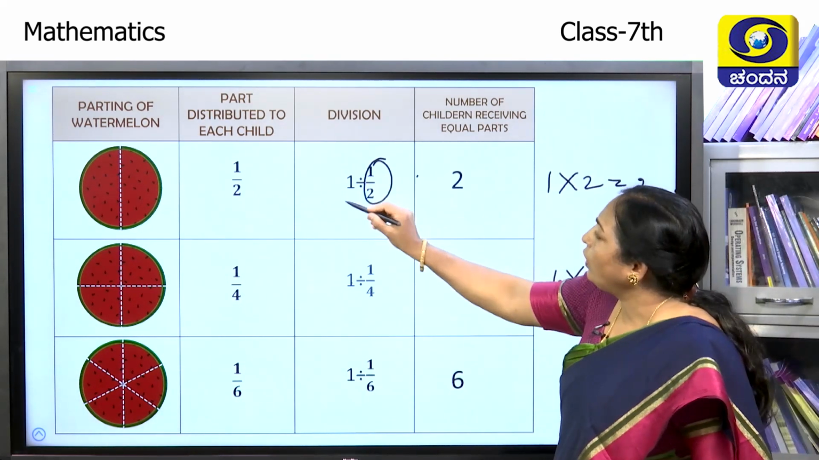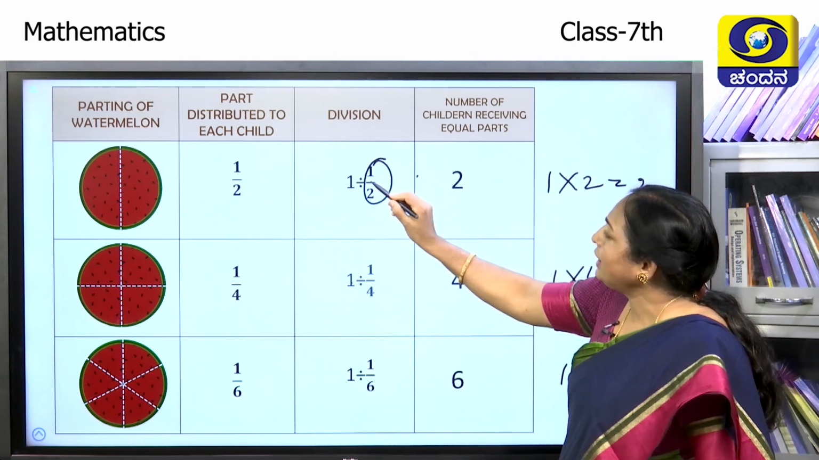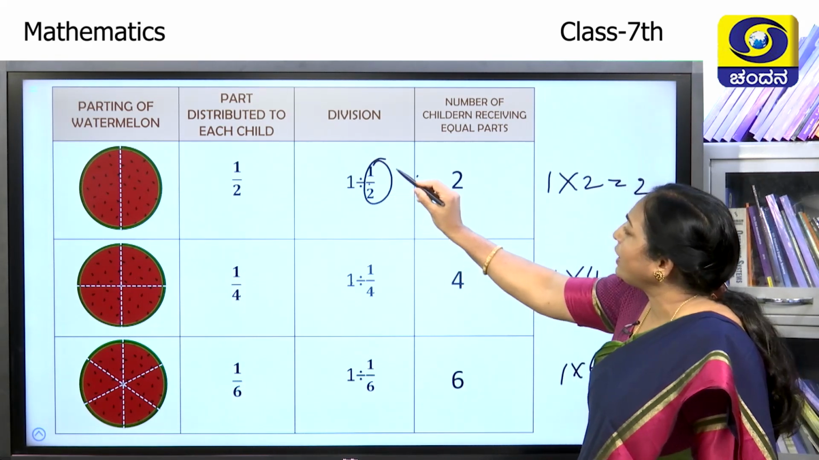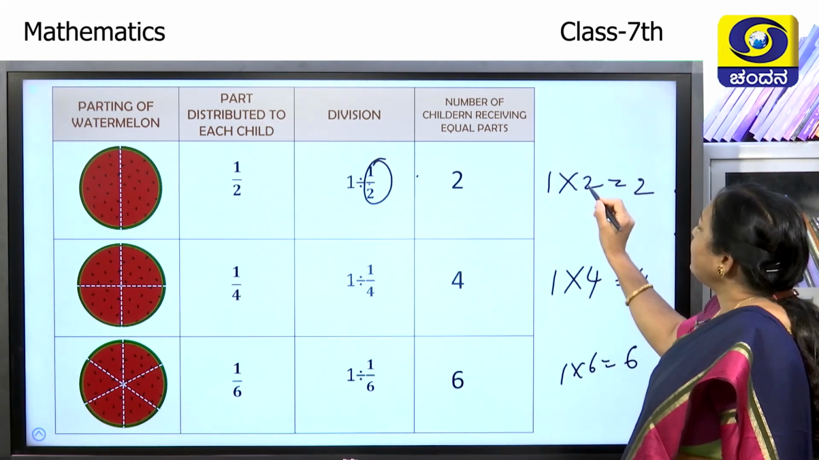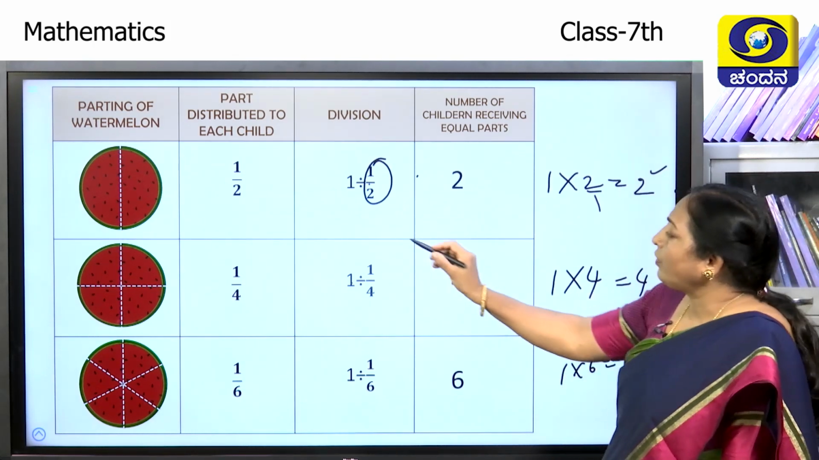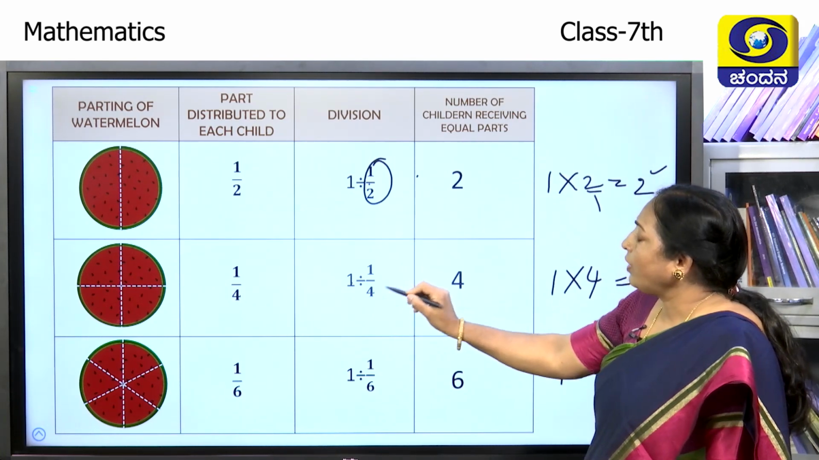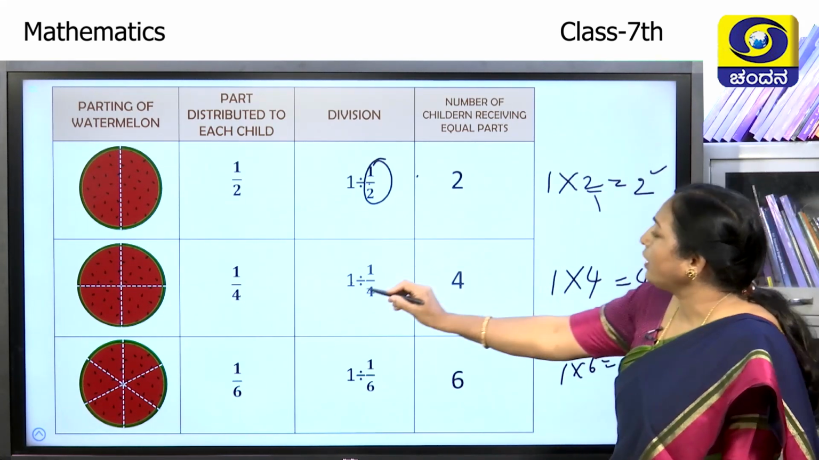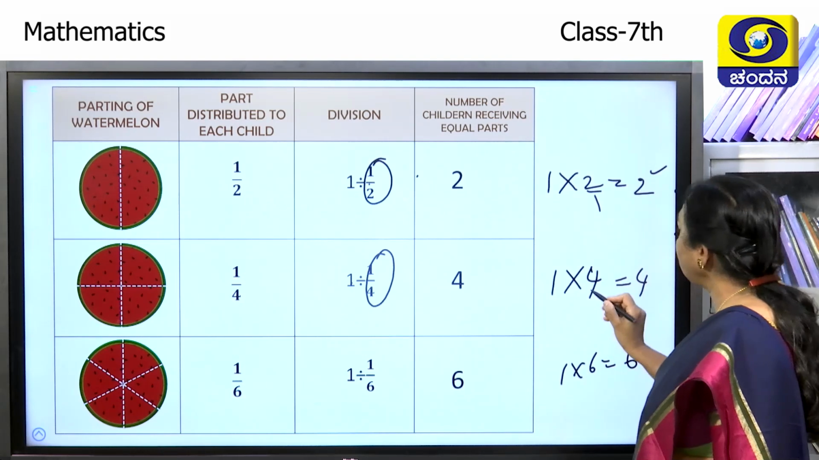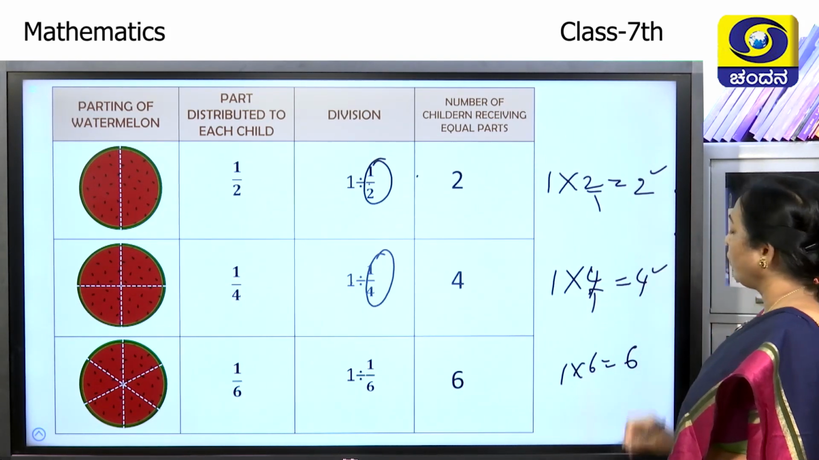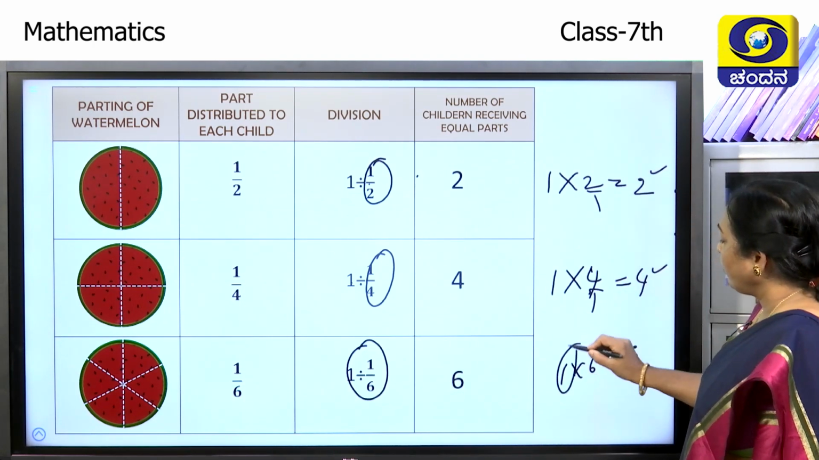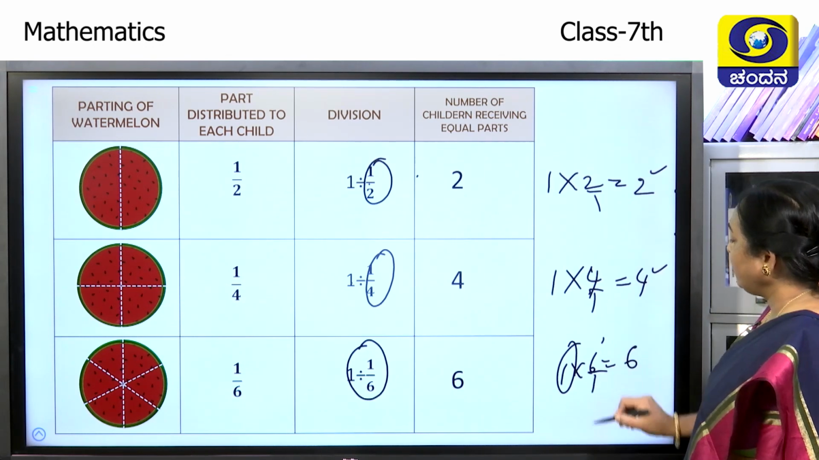How to divide whole things by a fraction? By changing the sign, division becomes multiplication. 1 is multiplied by the reciprocal of 1/2, that is 2/1, and we get 2. While dividing 1 by 1/4, we multiply 1 by the reciprocal of 1/4, that is 4/1, and we get 4. Similarly, in 1 divided by 1/6, we multiply 1 by the reciprocal of 1/6, that is 6.